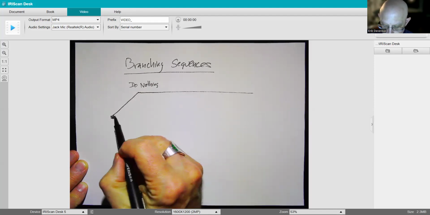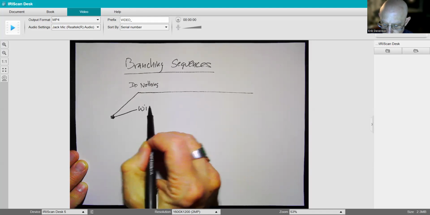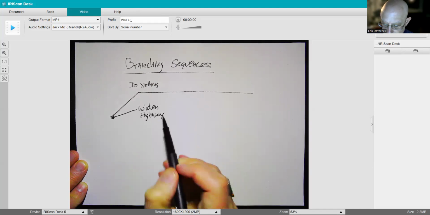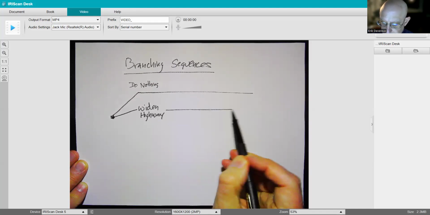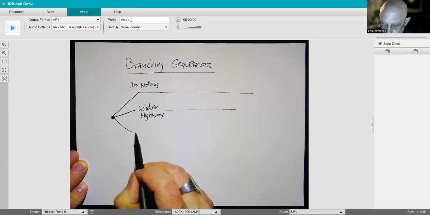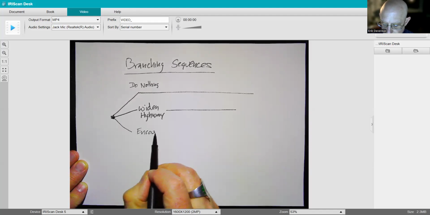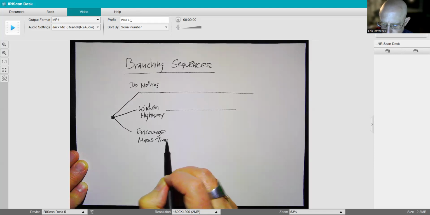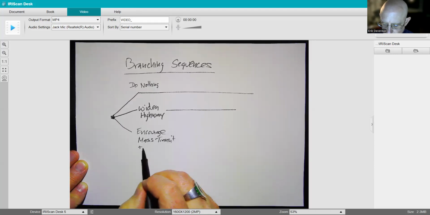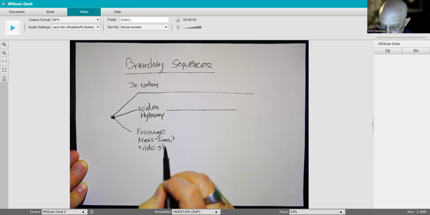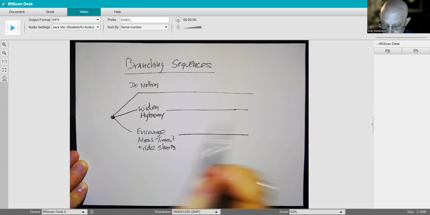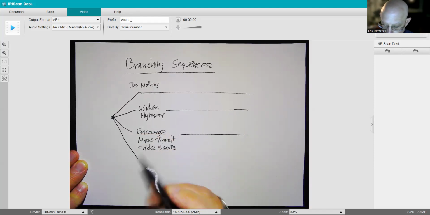Here is widen the highway, right? And it has consequences that go this way. Here is encourage mass transit. Let's get people out of their cars. Or we can also encourage not just mass transit, we can also encourage ride sharing. So this is another option going forward. And then here is another option, which is encourage remote work. Don't commute at all.